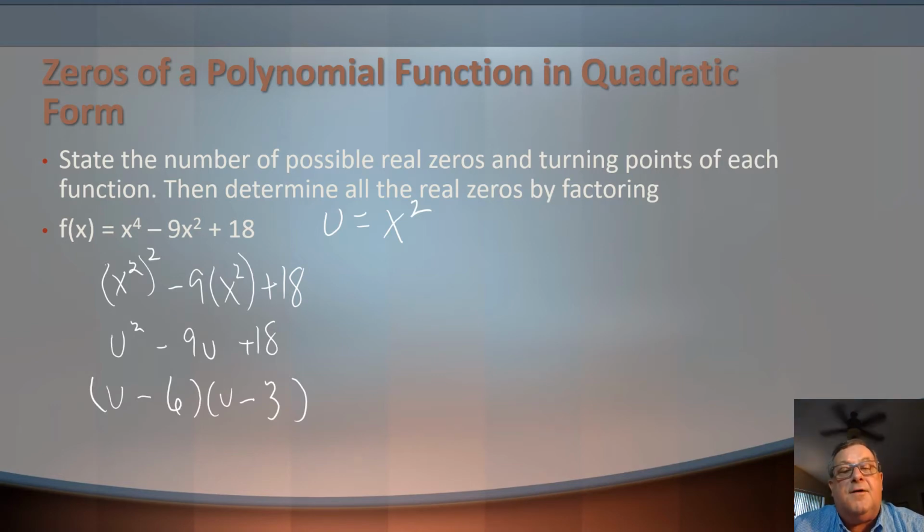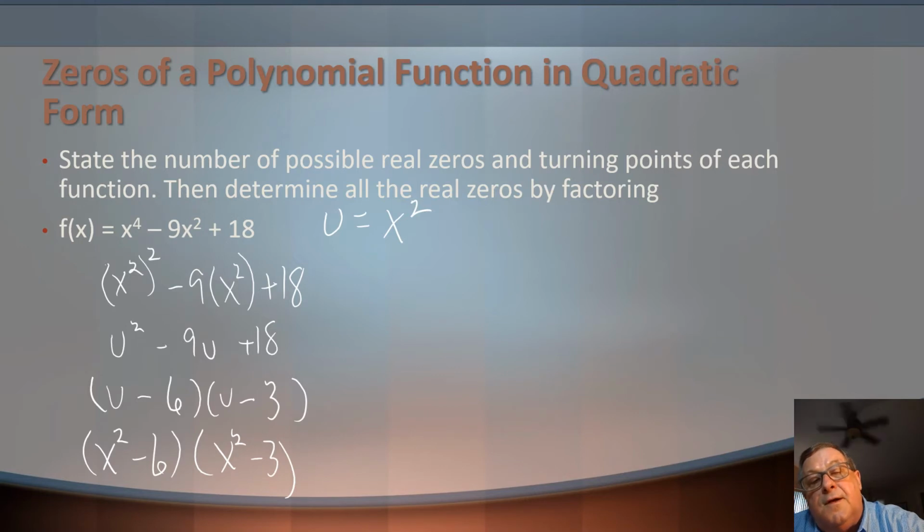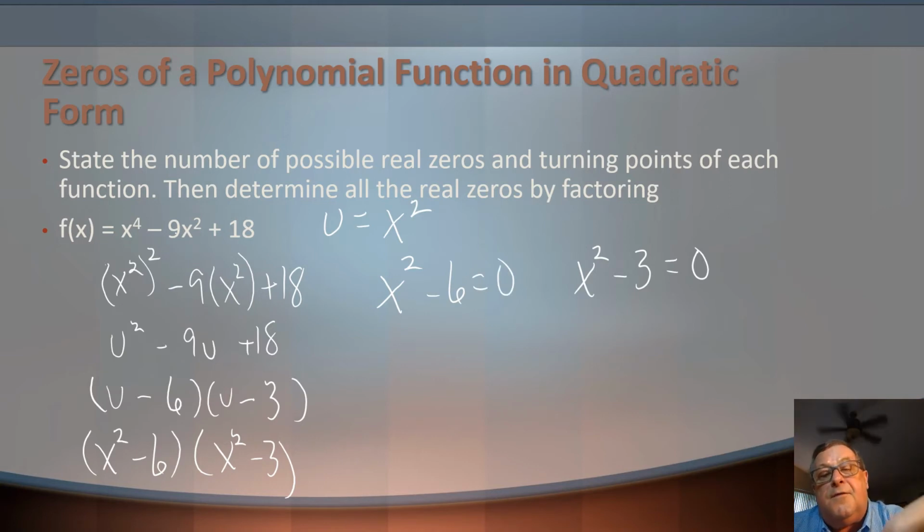Now that we've got this in factored form, we're going to resubstitute x squared for u into each of these factors. And then we're going to set each factor equal to 0 and solve. All right, well, let's add 6 to both sides. So we got x squared equals 6. We're going to take the square root of both sides. Well, the square root of x squared is just going to be x, and that's going to equal plus or minus the square root of 6. So there's 2 zeros right there.